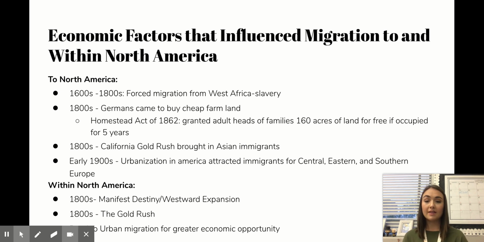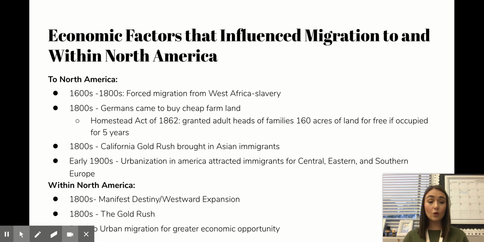And then in the early 1900s, America starts urbanizing and industrializing. So we become less agrarian, more industrial. We're not just farming stuff anymore. We've got factories. We have new inventions. The railroad comes into effect. The early 1900s is the Industrial Revolution. And so that causes the urbanization of America, and it attracted immigrants from Central, Eastern, and Southern Europe because of such economic opportunity and a lot of jobs. So those are some economic reasons why people migrate to North America.